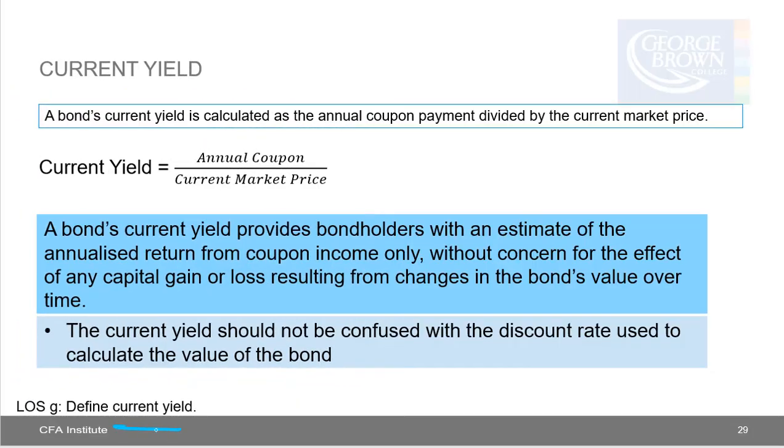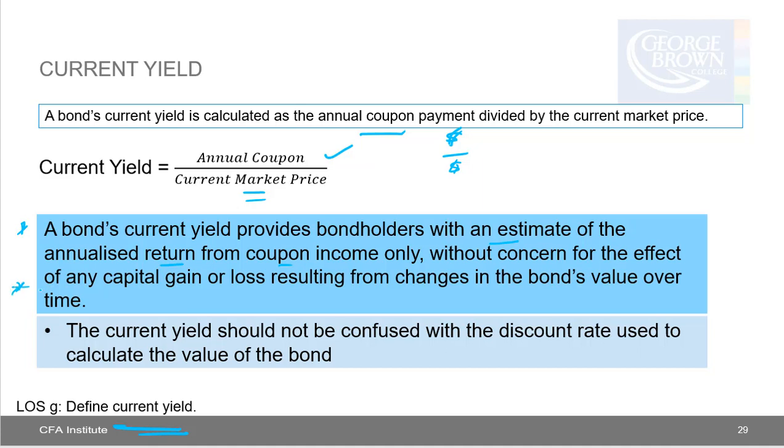Learning outcome statement G is define current yield. A bond's current yield is calculated as the annual coupon payment, that's dollars, divided by the current market price, which is also in dollars. So again, current yield is the annual coupon divided by the current market price. A bond's current yield provides bondholders with an estimate of the annualized return from coupon income only, without concern for the effect of any capital gain or loss resulting from changes in the bond's value over time.